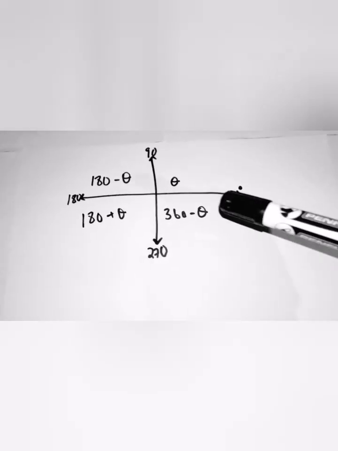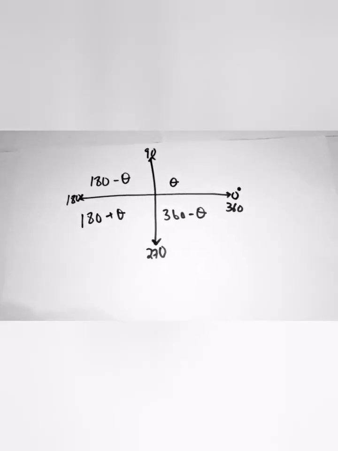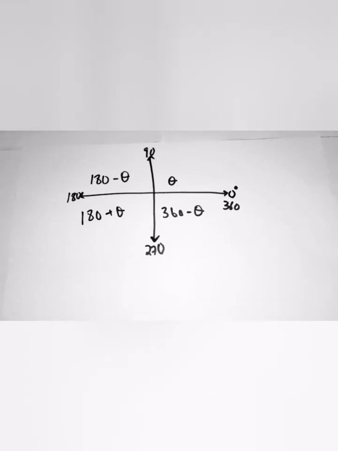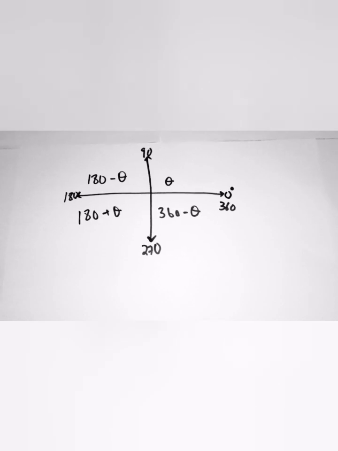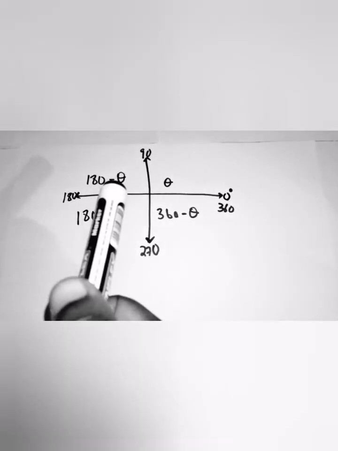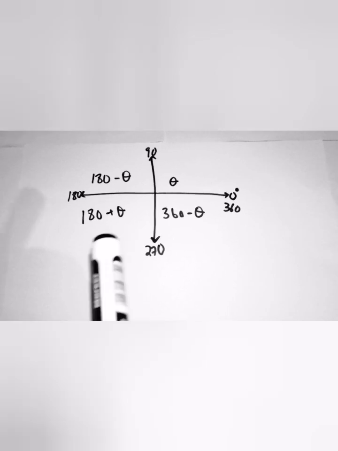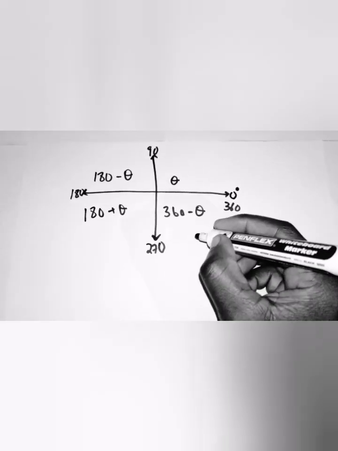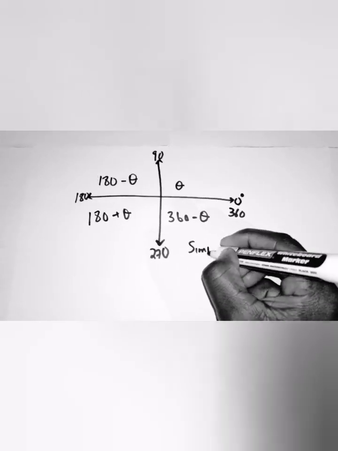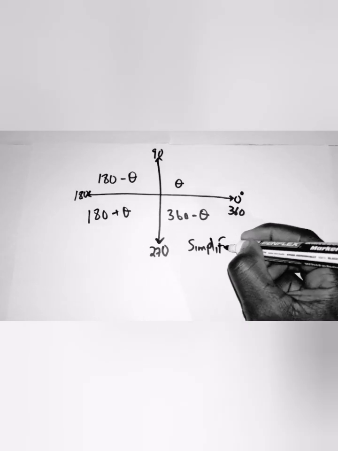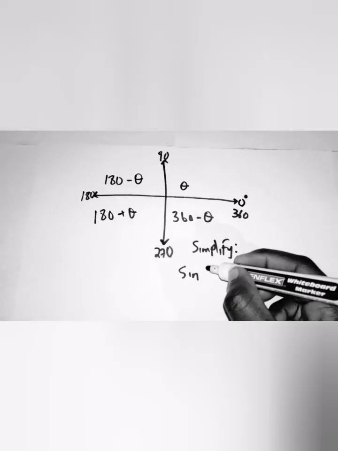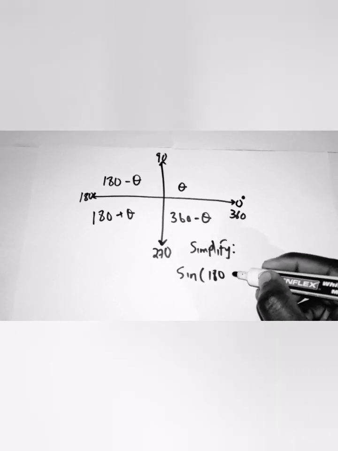I don't know if you get that. Now here it is also 360 plus theta. Here it is 180 minus theta, 180 plus, 360 minus, which is the cos. Now here it is 180 minus, here it is 180 plus, 360 minus, and up there it is theta and 360 plus. Okay, for an example, they say simplify. Make sure that you understand what we'll be doing here. Focus. For an example, they say simplify sine of 180 minus theta.